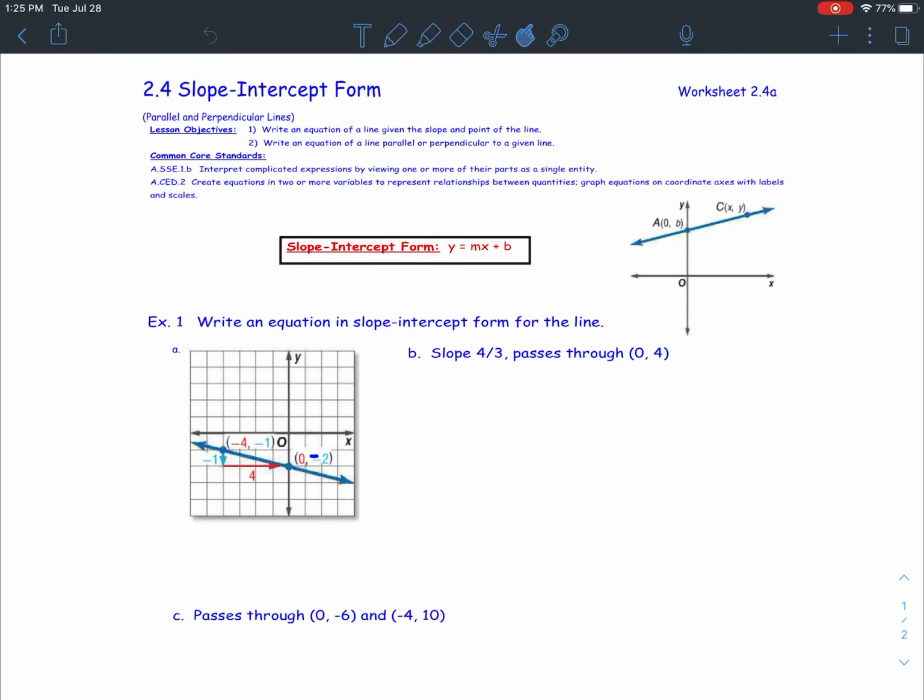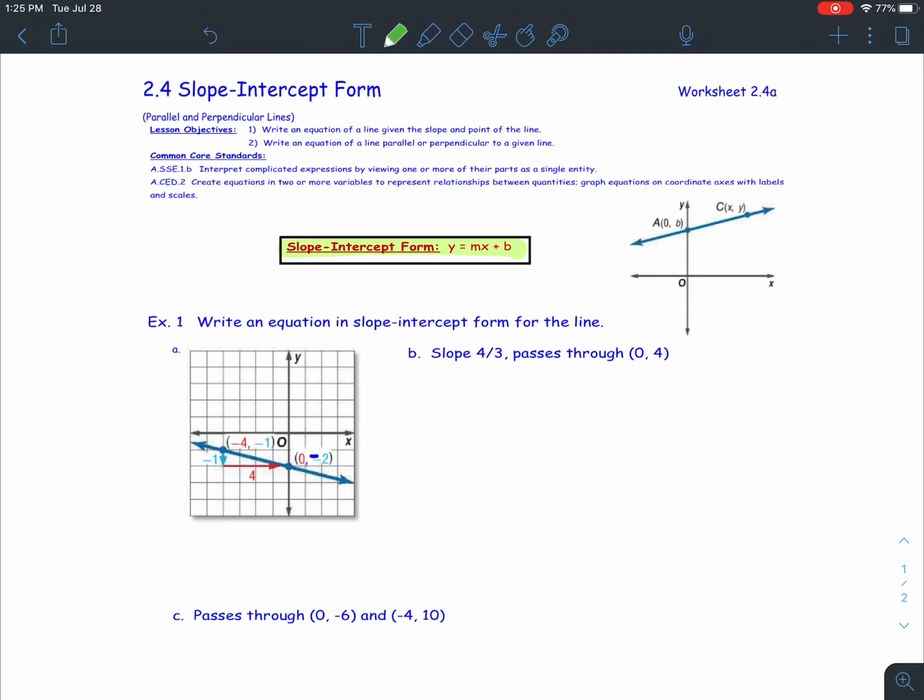Okay, section 2.4, slope-intercept form. Slope-intercept form is something that I think you've seen before in Algebra 1. I'm just going to review what it looks like here real quickly, and then we'll take a look at how to take some given information and write an equation in slope-intercept form.